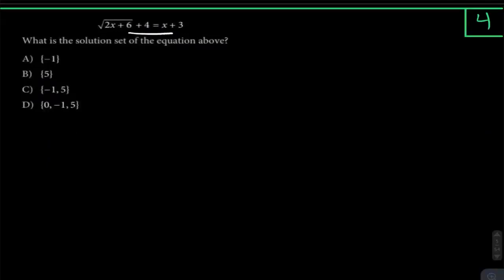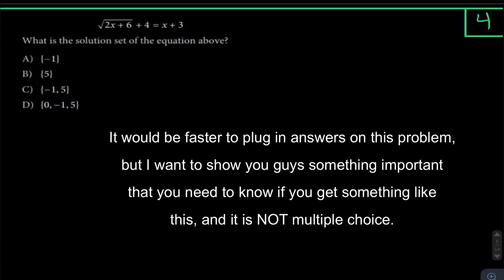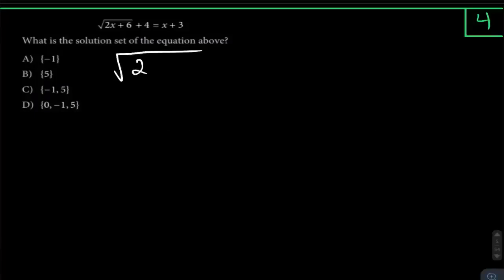This is a square root equation, okay? An equation with a square root in it. And so let's just start solving this. It's asking for the solution set, meaning that we want to solve for x. So let's start doing that. We have the square root of 2x plus 6, plus 4, equals x plus 3.